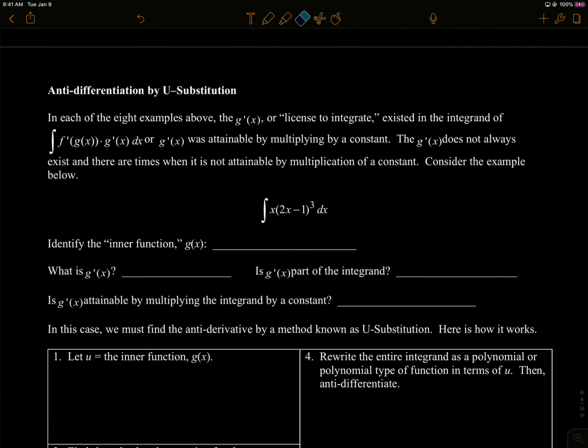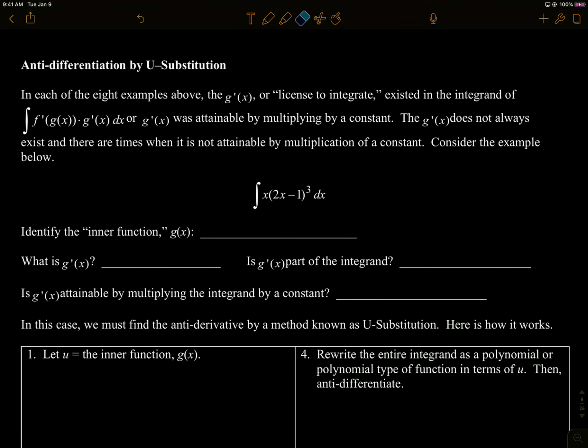Okay, so you can pause the video here and take a second and read the top part of the notes. I'm not going to read to you. All right, so let's look at this one. It says identify the inner function. It's 2x minus 1. What is g prime of x then? Not looking at the integral, just looking at this guy. The derivative of that is 2.